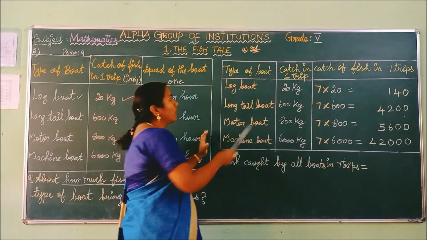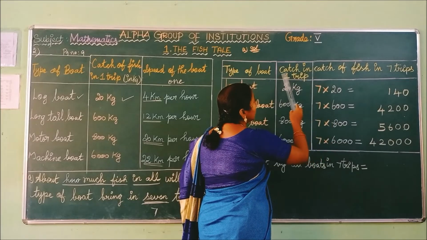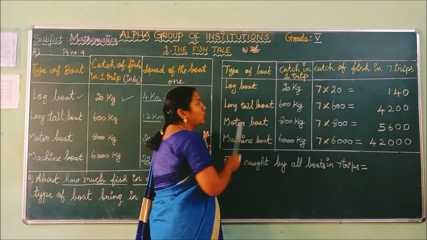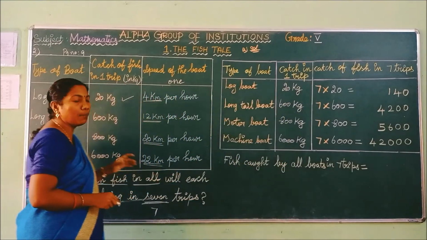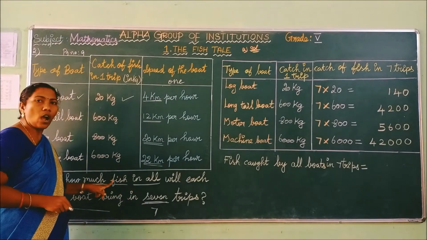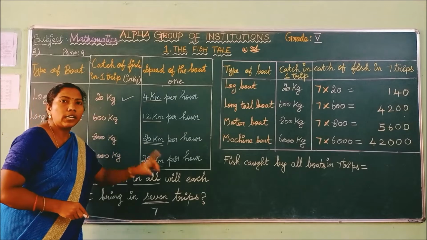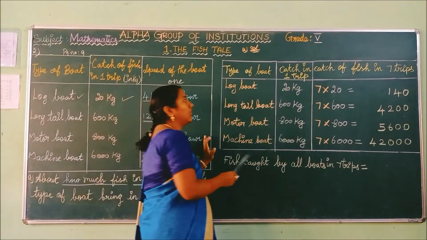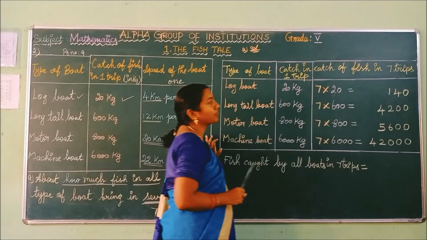Okay. So here we are multiplying the kg of fish, that is the fish caught by each boat, by 7. Why here are we multiplying by 7? Because in this question they are asking the total amount of fish caught by all types of boat in 7 trips. So here we are multiplying the values by 7. Do you understand children? Okay.